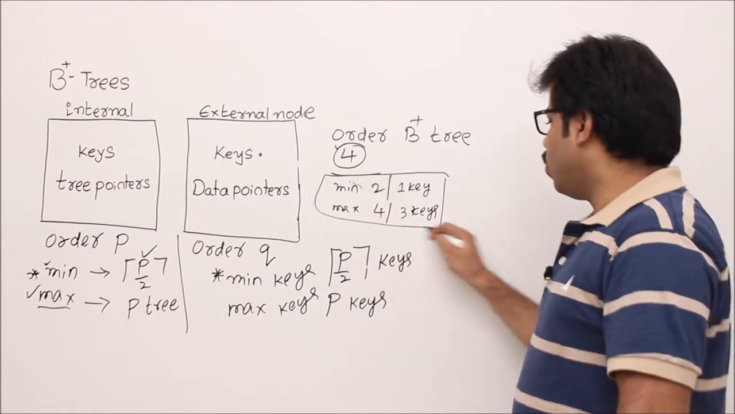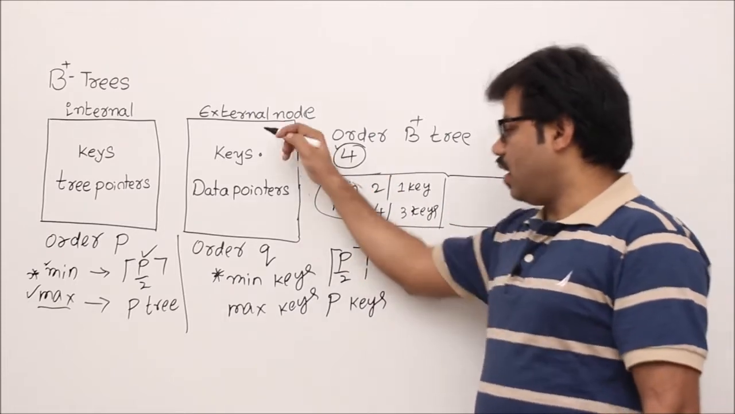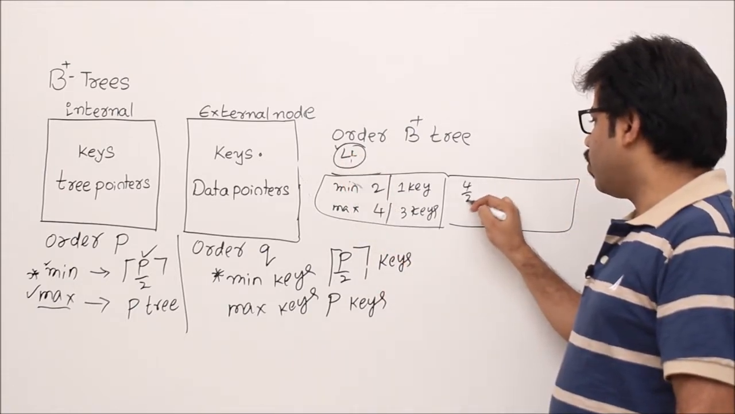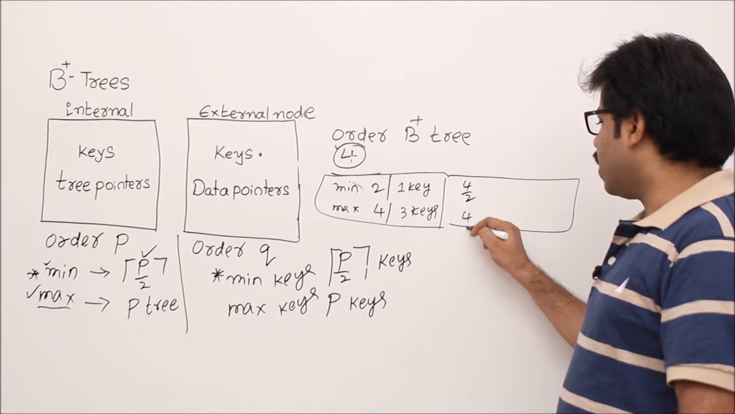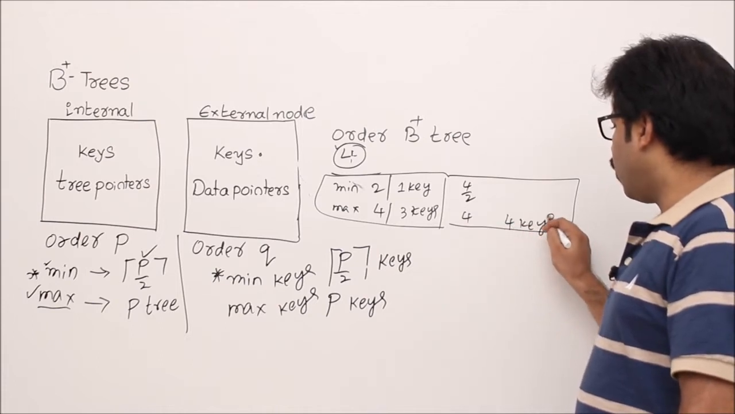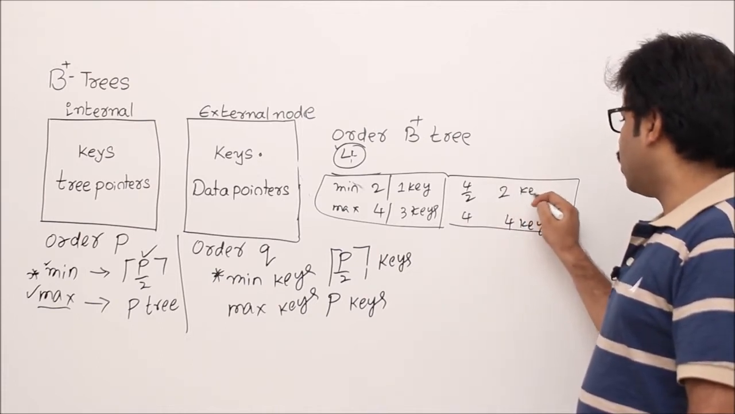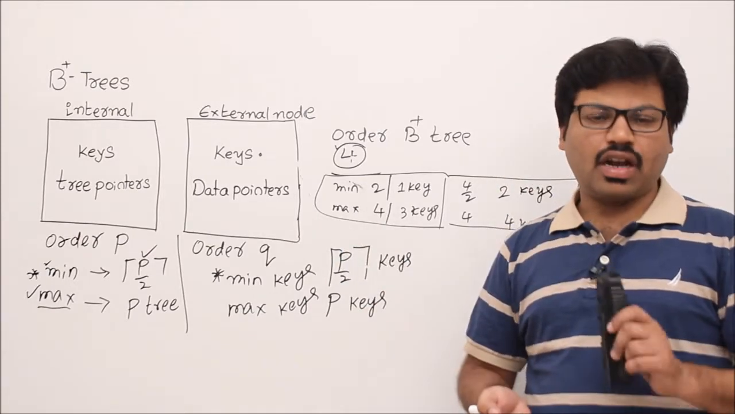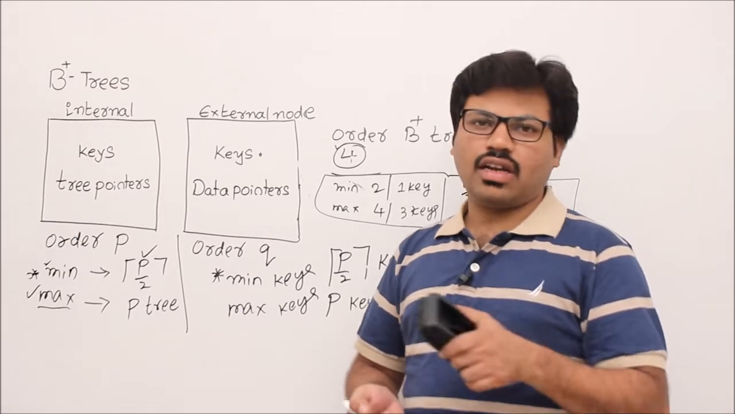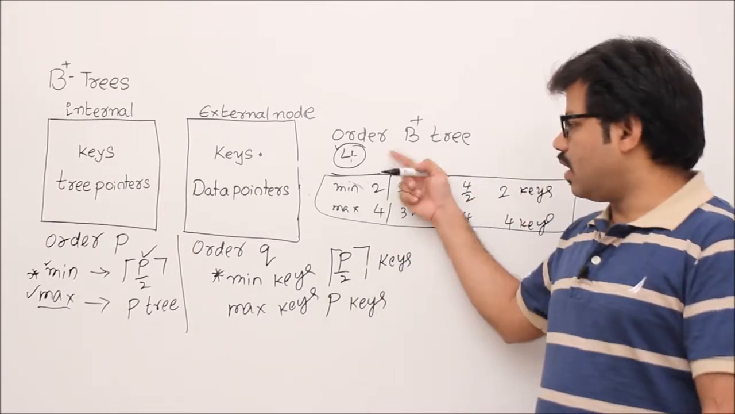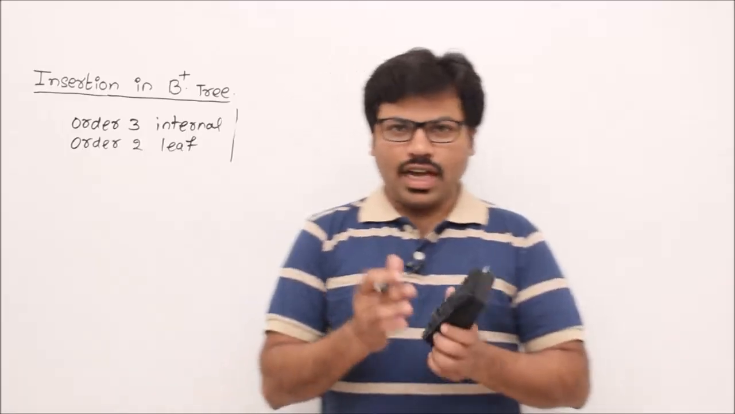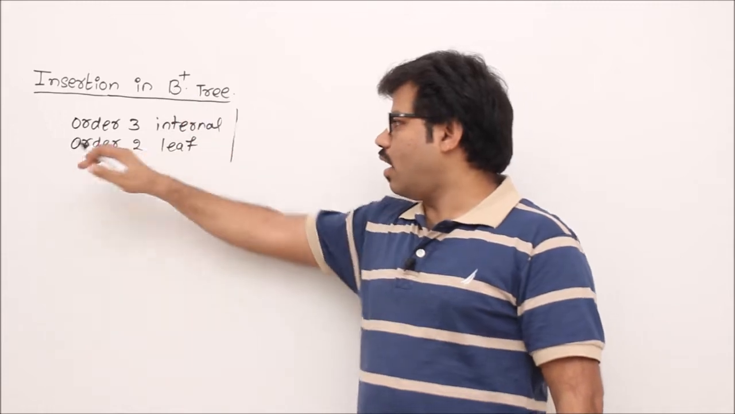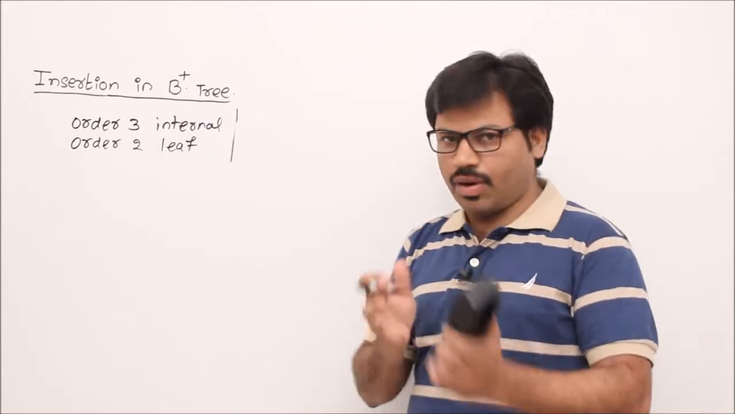Now let's come to the leaf definition. In a leaf, if it is order 4 for leaf, then minimum keys are 4 by 2, that is 2 keys, and maximum keys are 4. In that way we can understand this B plus tree order. Whenever order is mentioned, but not whether it is internal or external, take that order for everything. That's it. Now we'll see how to create this kind of B plus tree. So order is given: let's say order 3 for internal node, order 2 for leaf node. Then we will see how to create a tree from scratch.